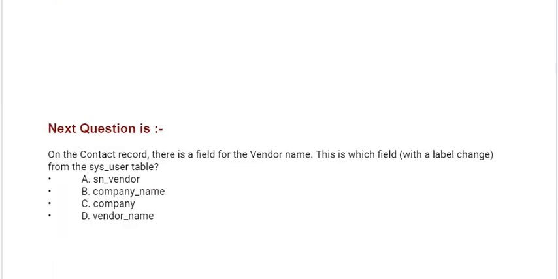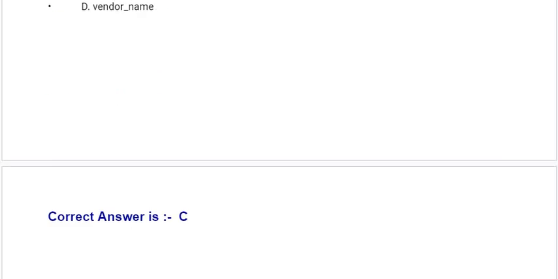Next question is, on the contact record, there is a field of the vendor name. This is which field with a label change from the sys_user table? Option A, sn_vendor. Option B, company_name. Option C, company. Option D, vendor_name. Correct answer is option C.